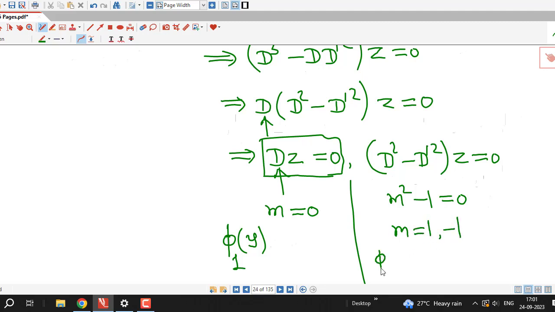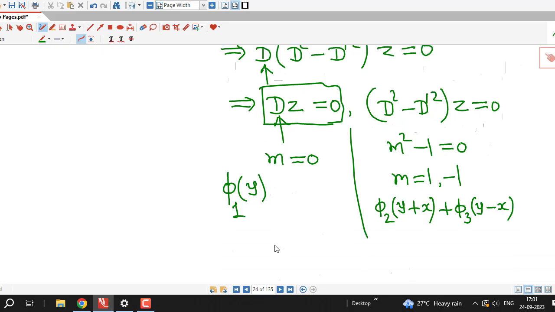Therefore here I will have two functions. For m equal to 1 I will write phi 2 of y plus x, and for m equal to minus 1 I will write phi 3 of y plus mx, where m is minus 1, and then we will add these three functions to write down the general solution.